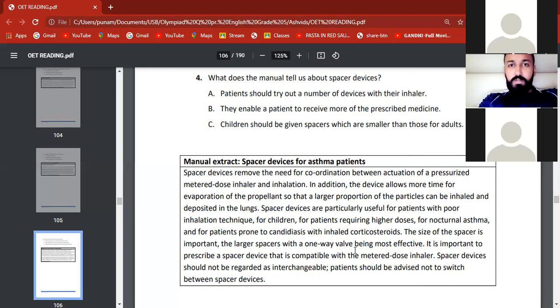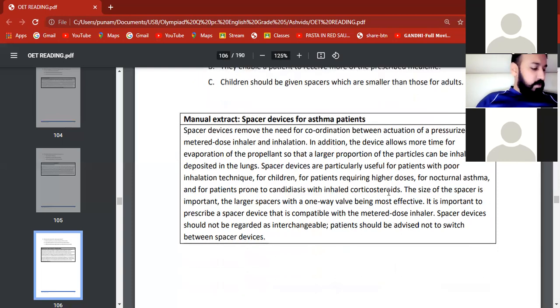Okay, next. It is important to prescribe a spacer device that is compatible with the metered dose inhaler. Spacer devices should not be regarded as interchangeable. Patients should be advised not to switch between spacer devices. So the last sentence is a contradiction of which option? A, very good. Why? Because patients should be advised not to switch, and here it says they should try out a number of devices. So A is a contradiction, and so is C. And option B, yes, that is the answer, because it says a larger proportion of the particles can be inhaled.